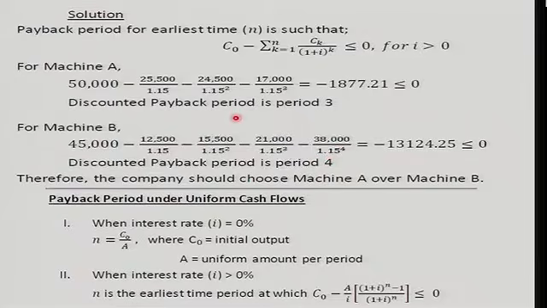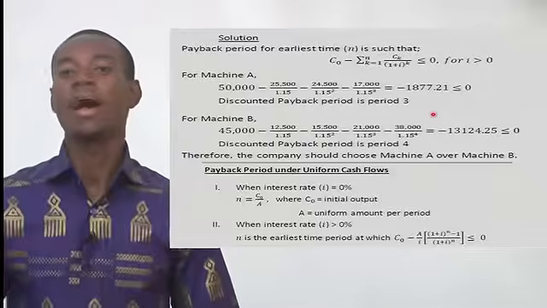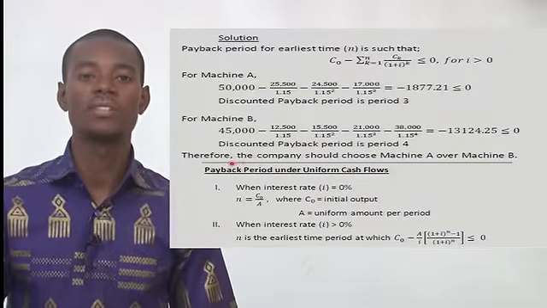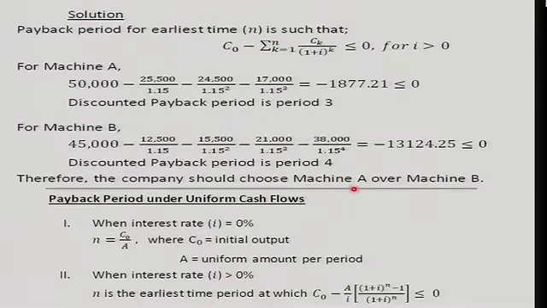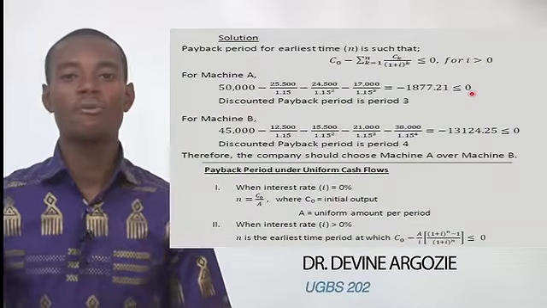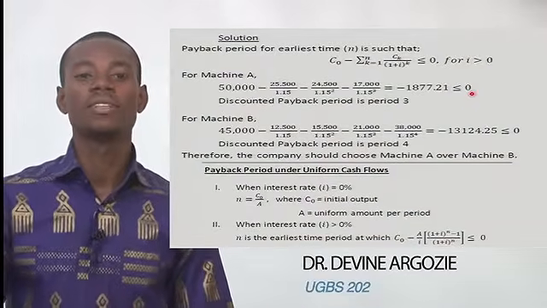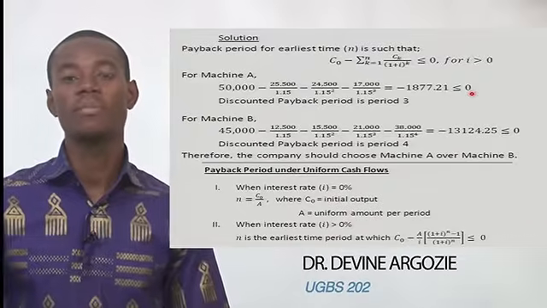And so if you were using this approach and one machine would recover the initial investment in period 3, and the second one would recover it in period 4, the option to choose would be the option that gives you the shortest possible time. In fact, that is what the payback period technique says. And so here our decision will be the company should choose machine A over machine B. Why? Because machine A has a shorter payback period. Okay, so that is it for the case of discounted and non-discounted payback periods.